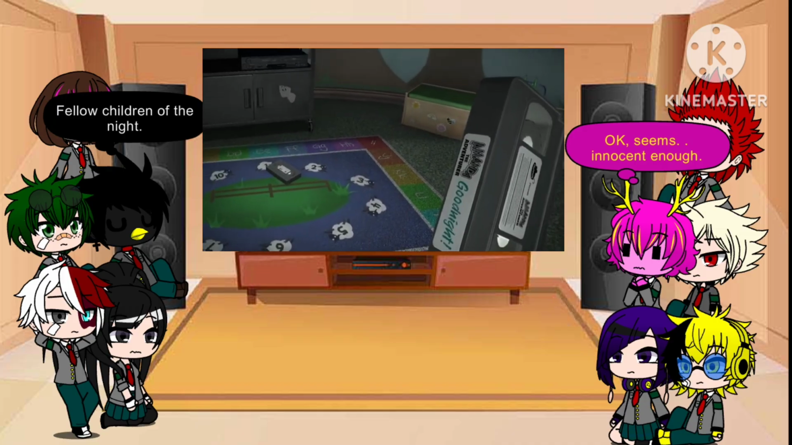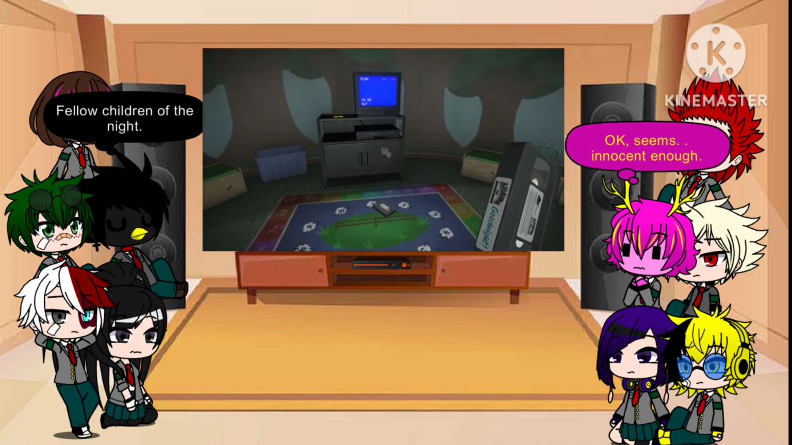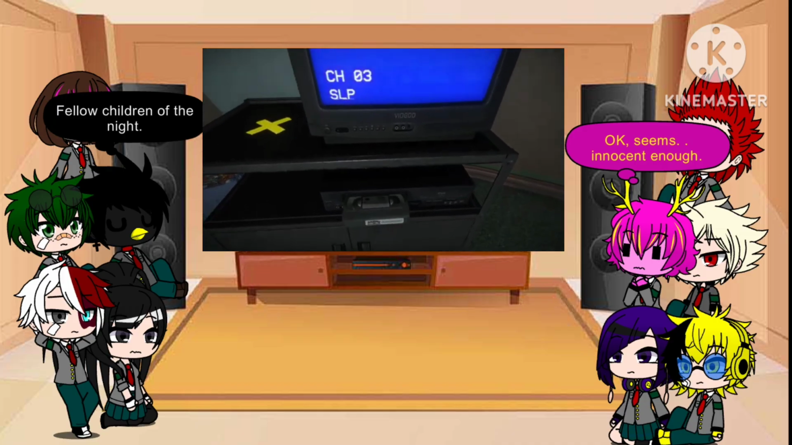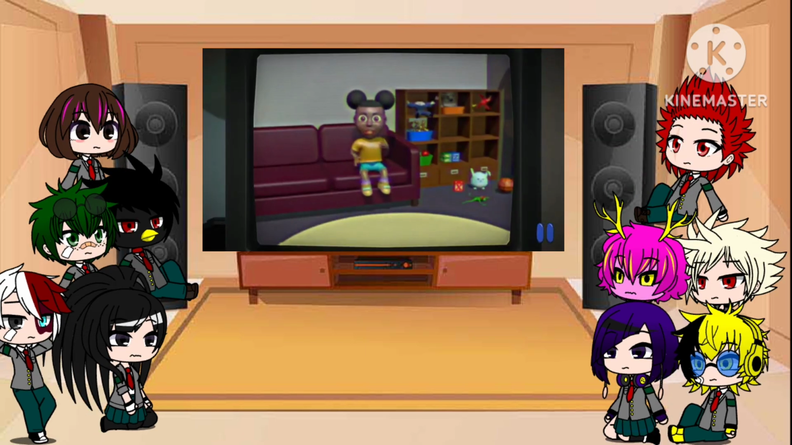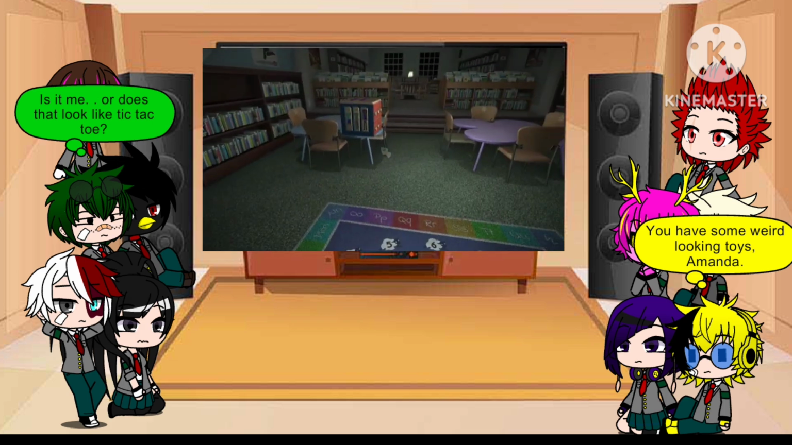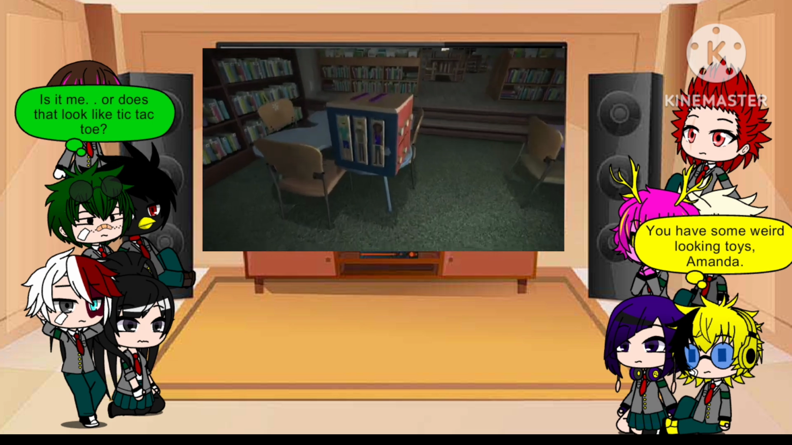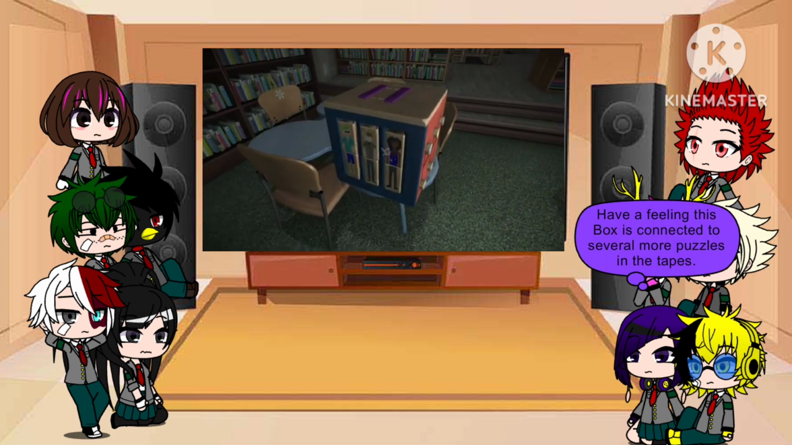The second tape is titled Good Night. In this episode, Amanda is very tired and prepares to go to bed. Before doing so, we must first help her put away her toys on this bookshelf. This ties into a 2-part puzzle linked to this picture box that appears on a nearby tabletop.